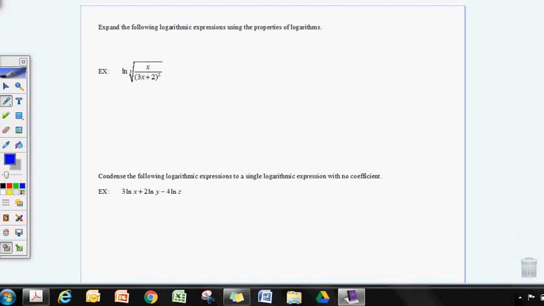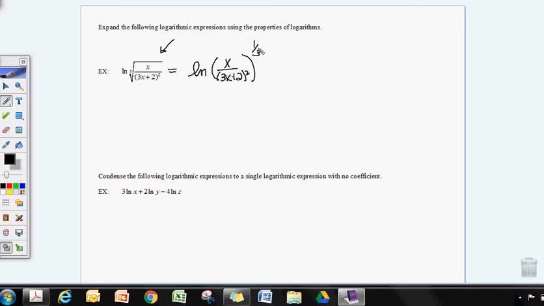Okay, a couple more problems. Now we're going to go from condensed, and it's asking you to change these or express them out. So I see I have a root. What was one of the first things I have to do? I have to rewrite that as the natural log, and that root is x divided by 3x plus 2 quantity squared, and that's all raised to the 1/3 power.